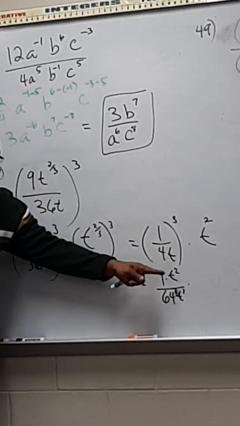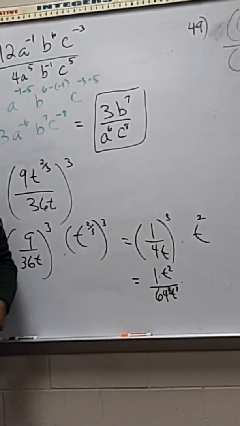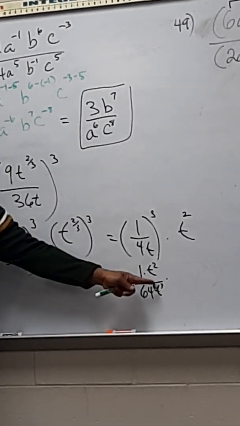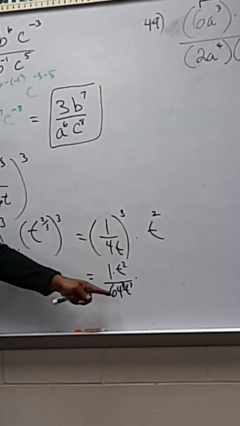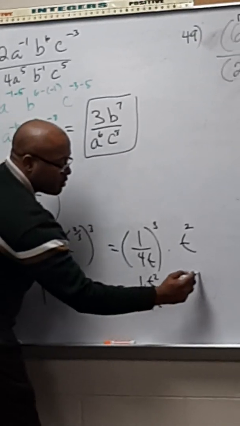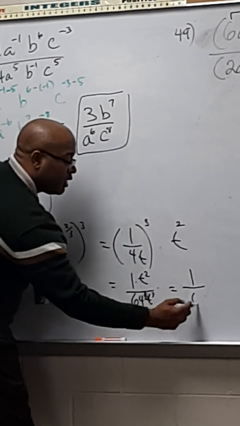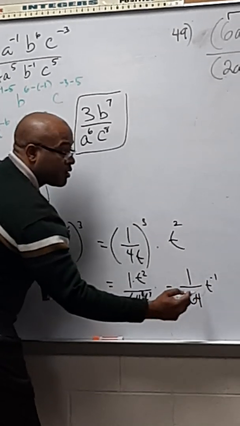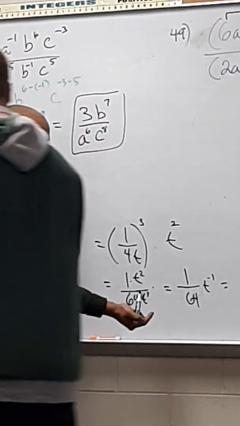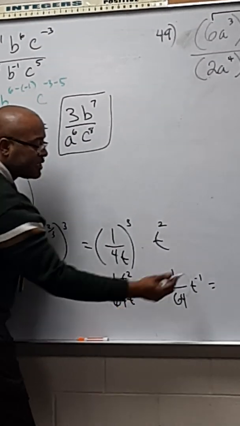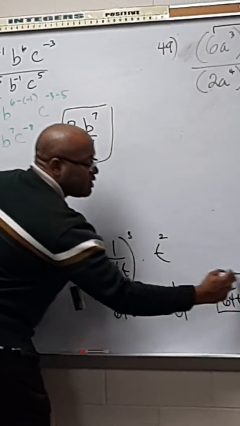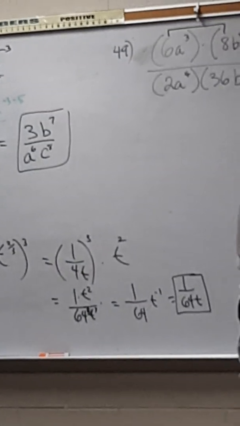What are we going to do with the 2 and the 3? You divide. What do you do with the exponents? Do you add them or subtract them? Okay, so what's 2 minus 3? Negative 1. So if it's a negative 1, where's the T going to be put? On the top or the bottom? It's going to be on the bottom, so your answer is 1 over 64T. Write that down.